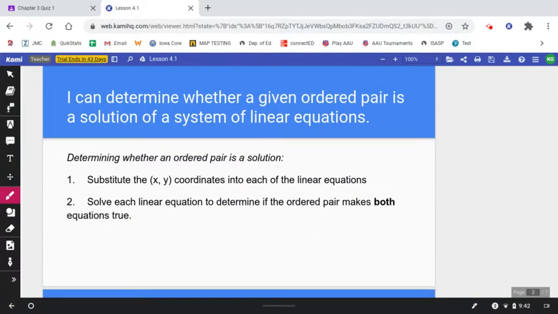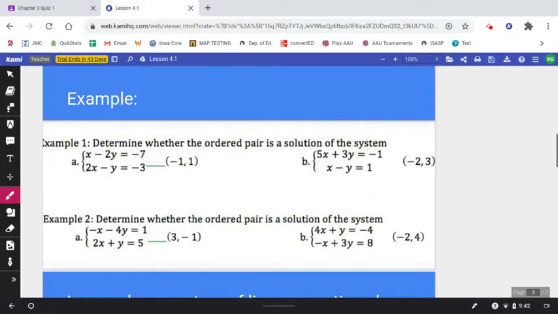The first thing we're going to do is determine whether a given ordered pair is a solution of a system of linear equations. So what we're going to do is substitute the x and y coordinates into each of the linear equations. Then we're going to solve each linear equation to determine if the ordered pair makes both equations true. So for example, determine whether the ordered pair is a solution of the system.